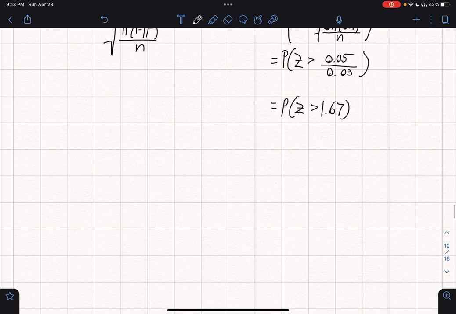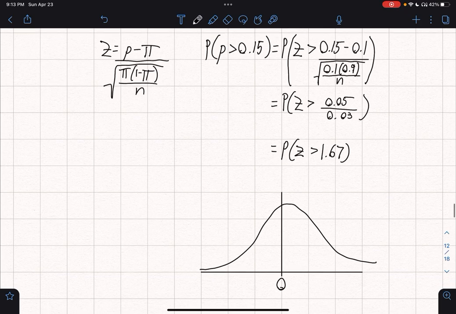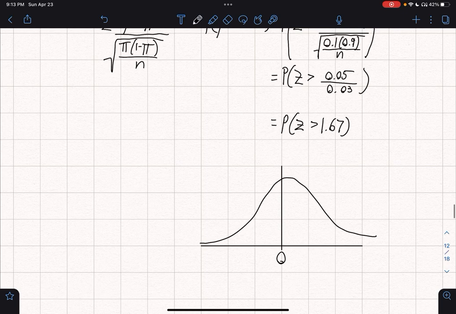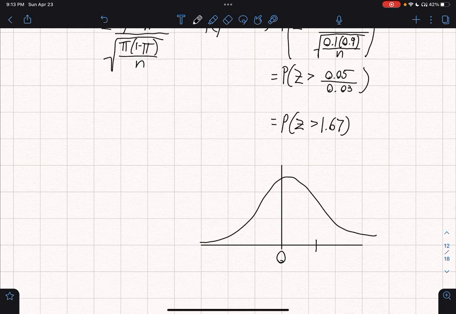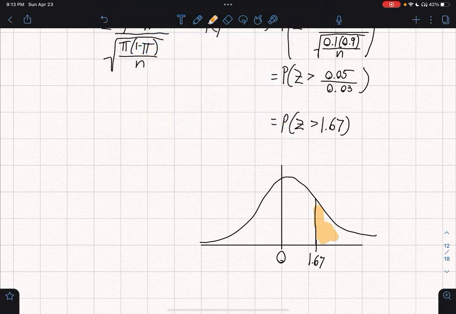Okay, let's draw a curve so we can make sense of this. I draw my curve centered on 0 as usual. I have a positive 1.67, so a positive number will be to the right of 0. And I'm interested in the probability greater than 1.67. So greater than will be to the right of 1.67. I'm interested in this area.